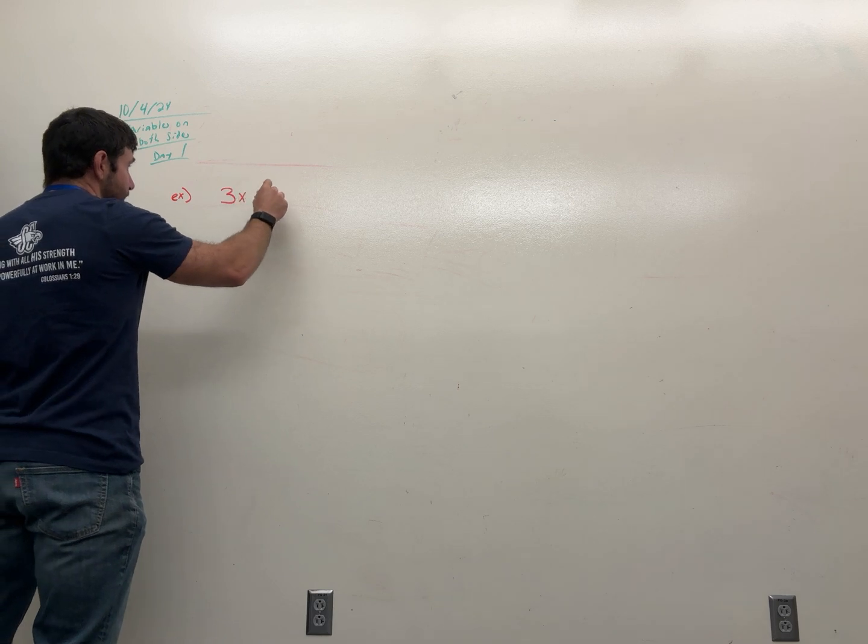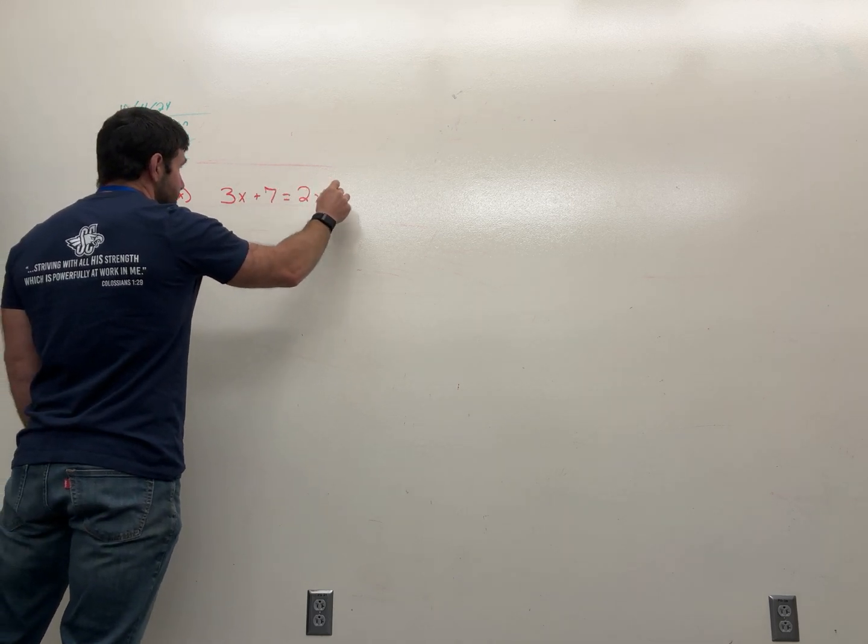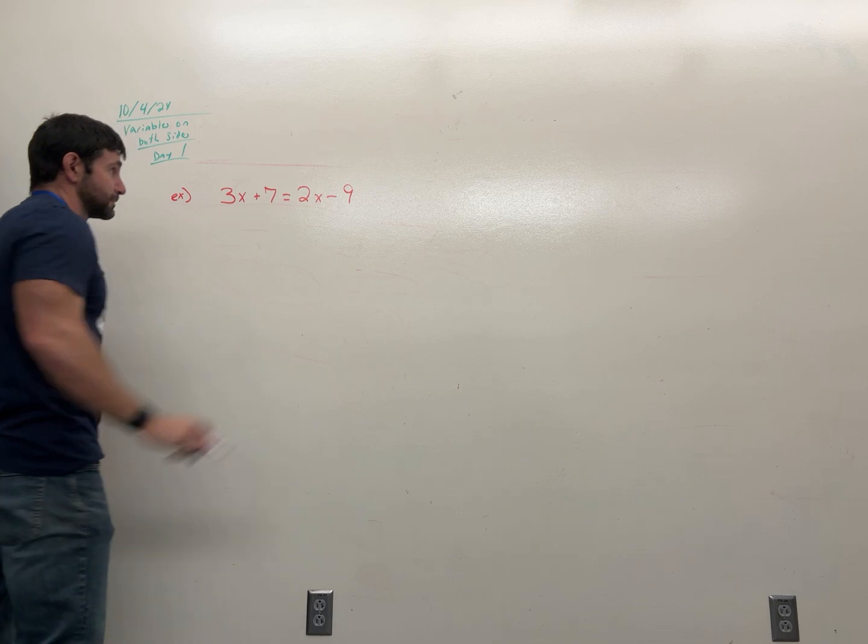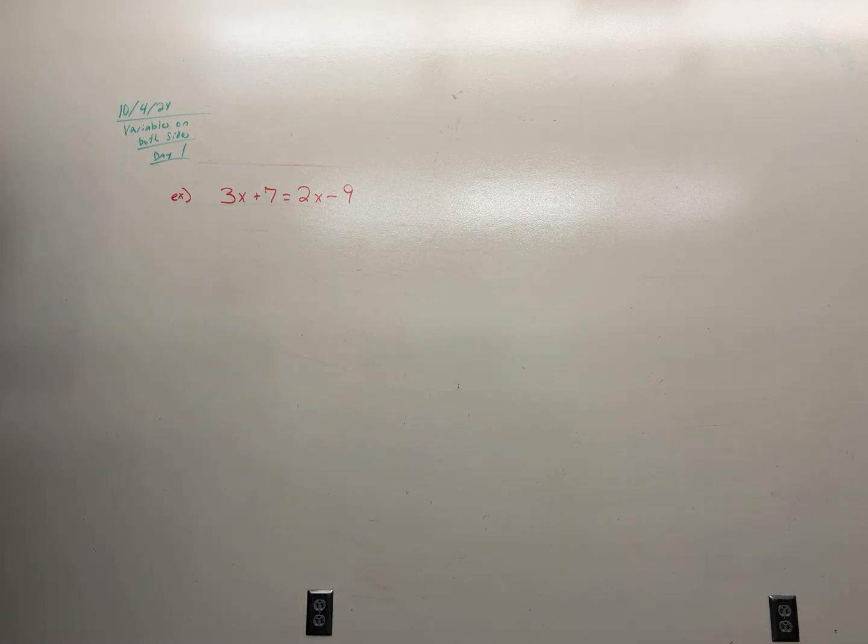3x plus 7 equals 2x minus 9. Have your rules out in front of you. Step 1. What does step 1 say always? Find the balance point.